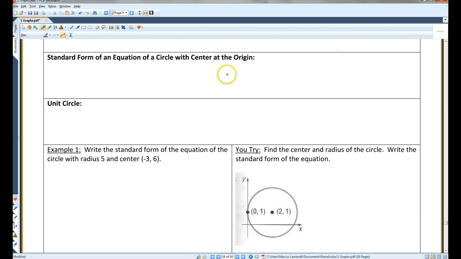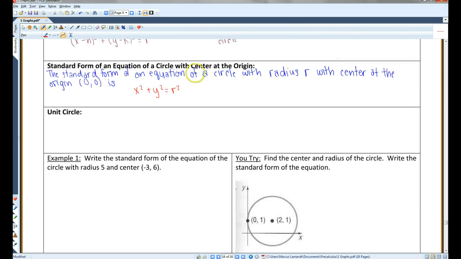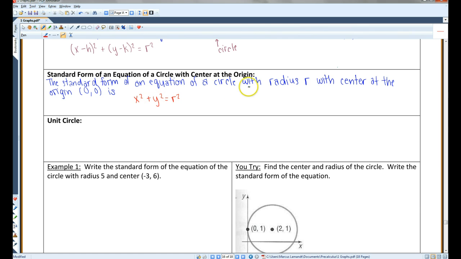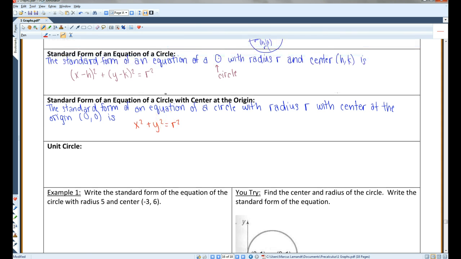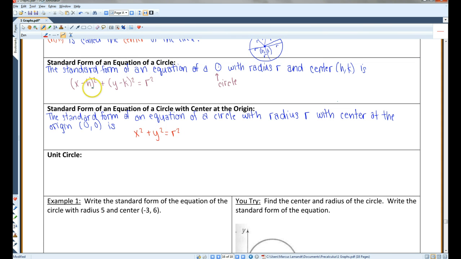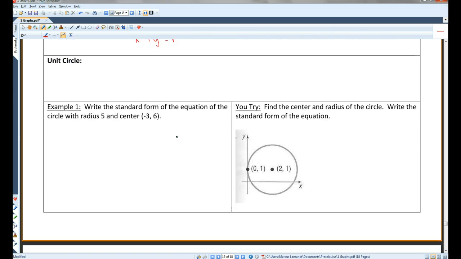Standard form of an equation with center at the origin. The standard form of an equation of a circle with radius r with center at the origin, (0, 0), is x squared plus y squared equals r squared. Which makes sense, because if you were to plug in 0, 0 for h and k, you would get this down here.